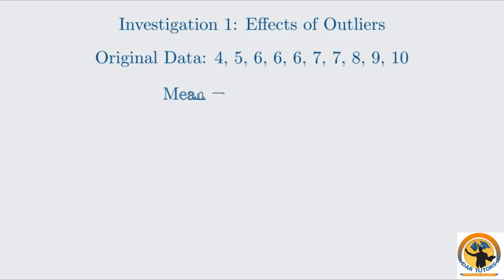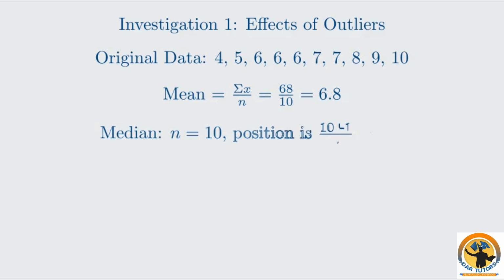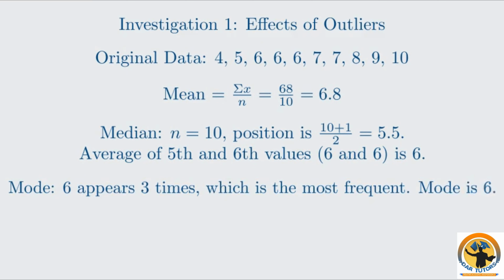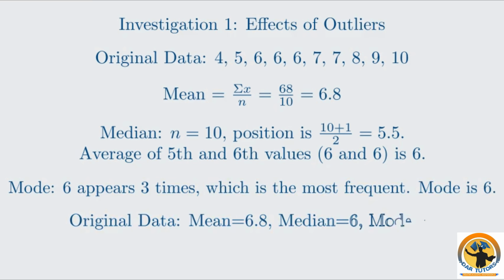The sum is 68, and there are 10 values, so the mean is 6.8. With 10 values, the median is the average of the 5th and 6th values, which are both 6. So the median is 6. And the mode, the value that appears most often, is 6. So for our original data, the mean is 6.8, and both the median and mode are 6.